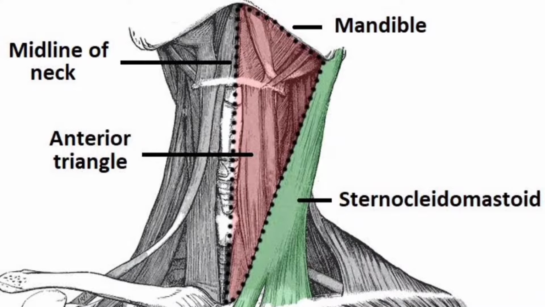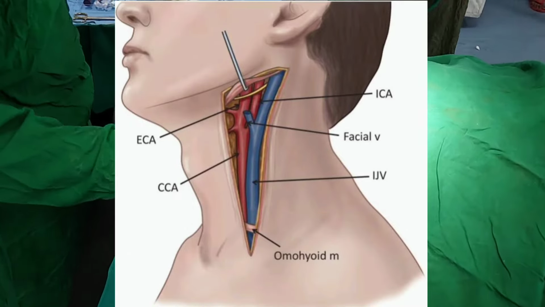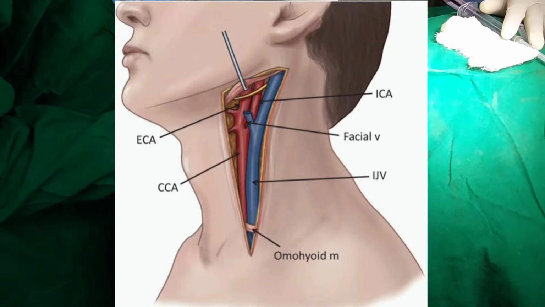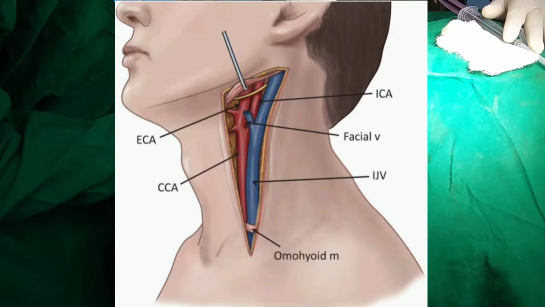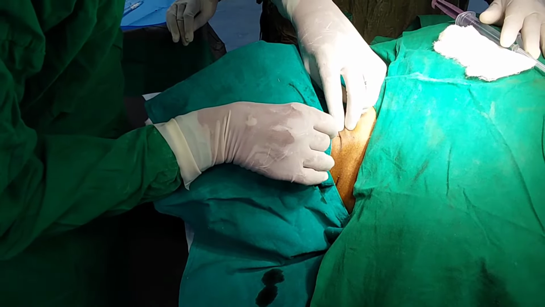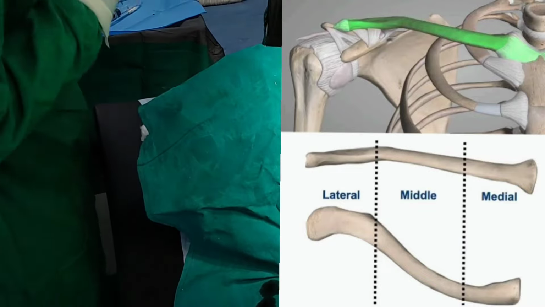It is formed by the anterior border of the sternocleidomastoid muscle laterally, the midline of the neck medially, and the inferior border of the mandible superiorly. That means it is inverted in shape. The apex is downward directed, and this apex is the main landmark for the needle puncture. It lies nearly 5 cm above the medial 1/3 of the clavicle.